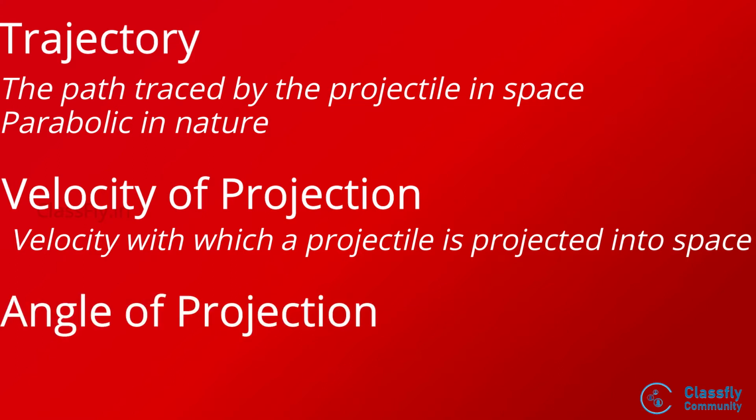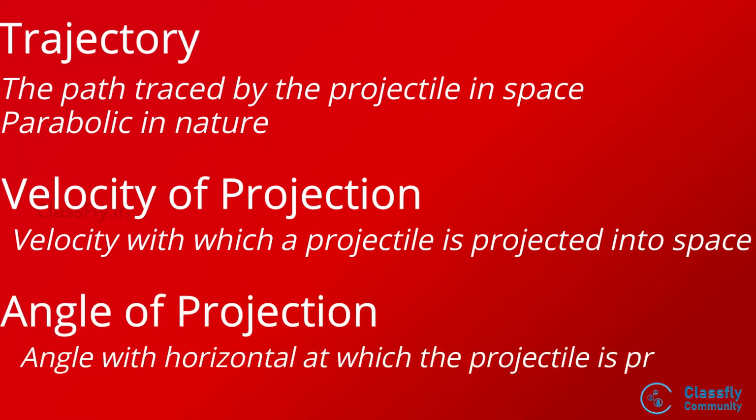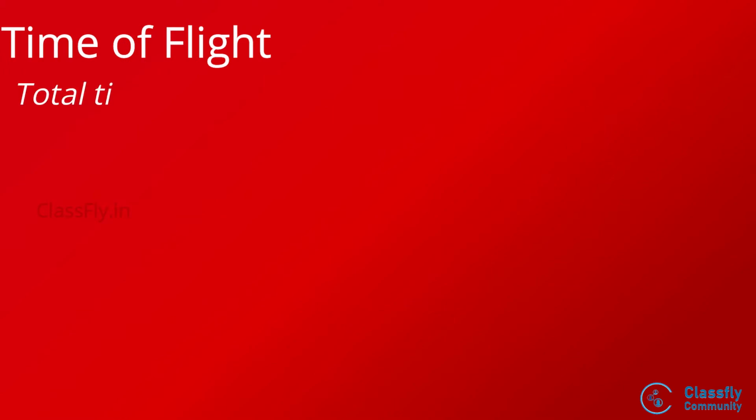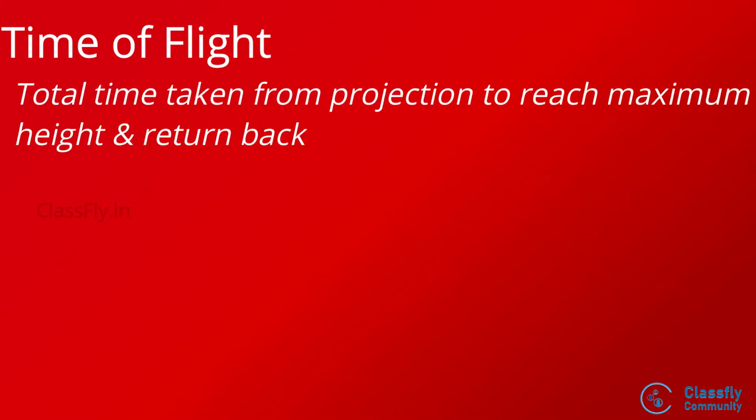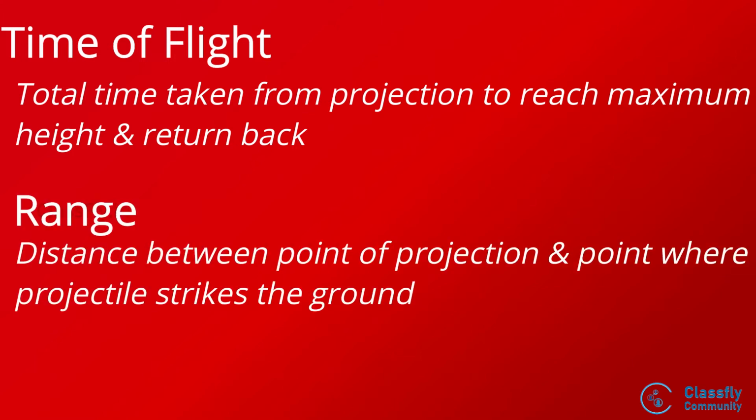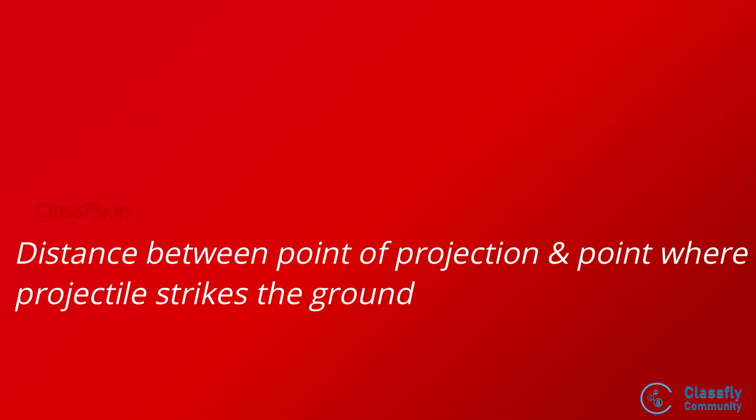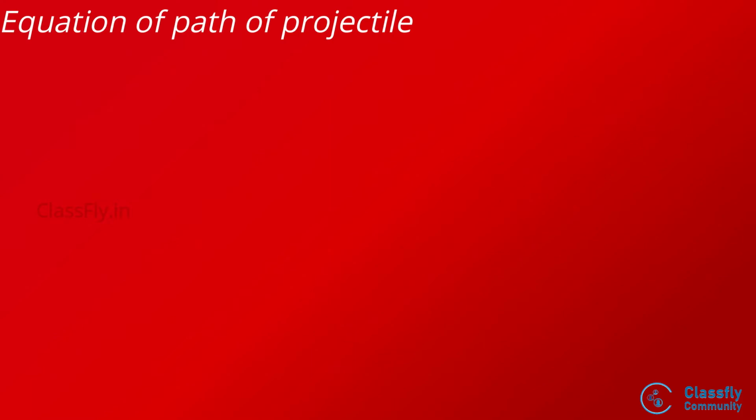Next, the angle of projection. Well, it is the angle made with the horizontal at which the projectile is initially projected. The time of flight. Well, it is the total time taken by the projectile from the point of projection to reach the maximum height and return back to the ground. Next, range. Well, the distance between the point of projection and the point where the projectile strikes the ground is known as the range.